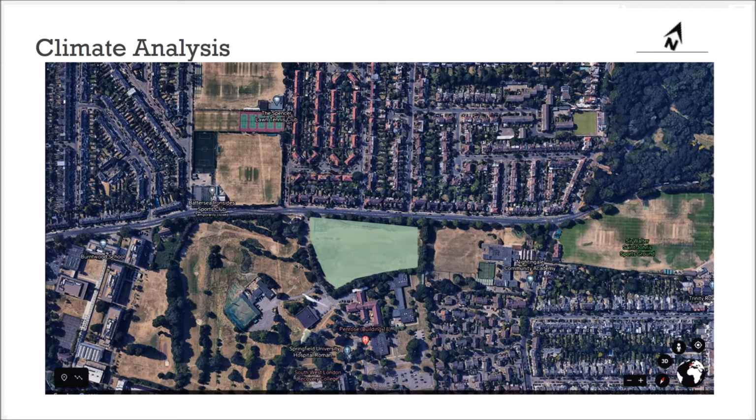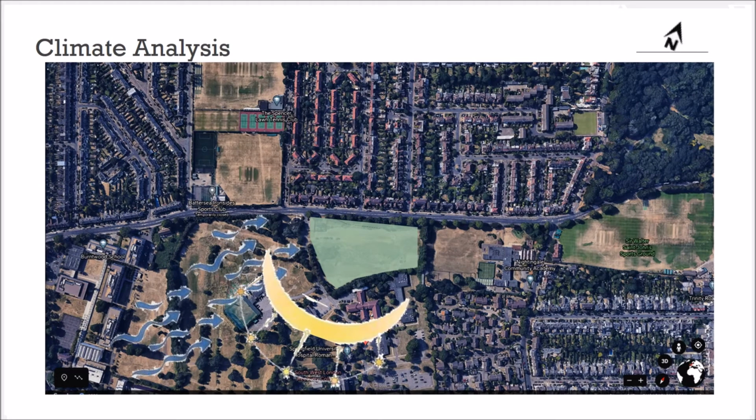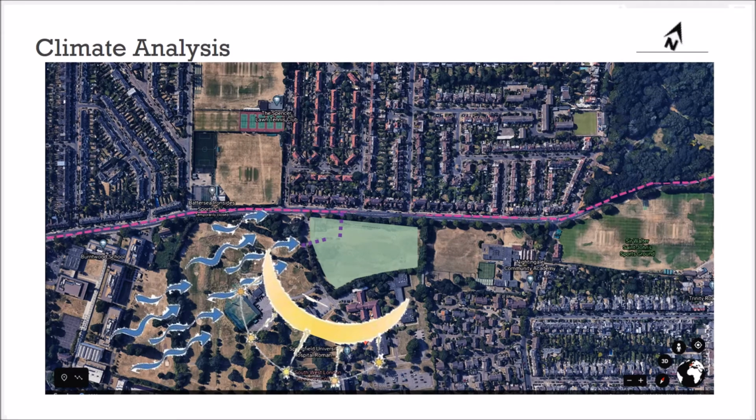On the side, the sun path is placed with the direction of dominant wind, the main road, and the possible accesses.